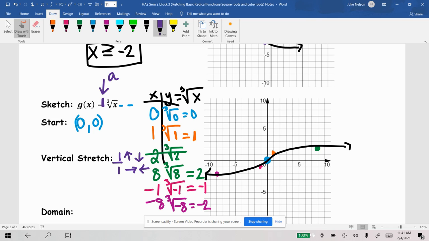Now, there isn't just 3 dots on here. There's 5 dots on here. So the vertical stretch helps you find your second and your third dot. So our second dot was up 1, right 1. Our third dot was down 1, right 1. But how do I go to the fourth and fifth dot?